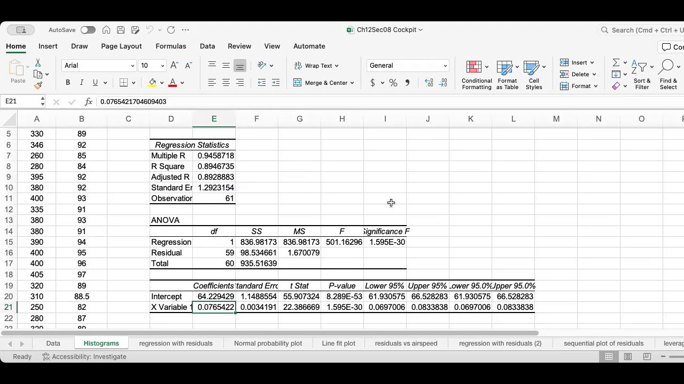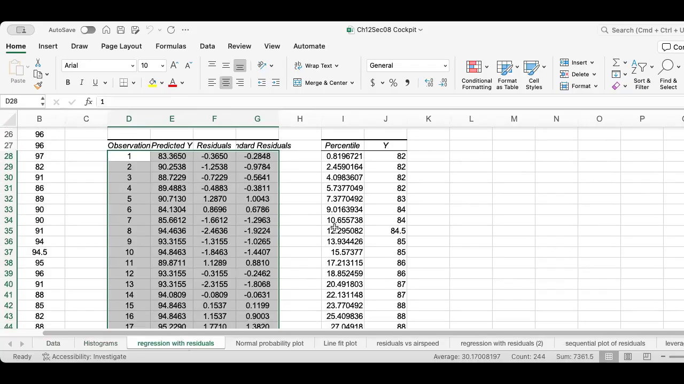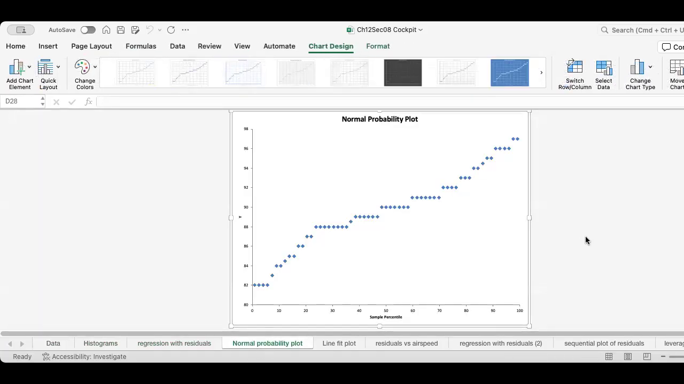Great. Let's look at our residuals. Lots and lots and lots of residuals. And there's the column for the percentiles here. That's our normal probability plot piece. And I actually told it to do all the plots, and I put them on separate pages already. So here's my normal probability plot. Tell me, do you think we have a normally distributed set of errors?